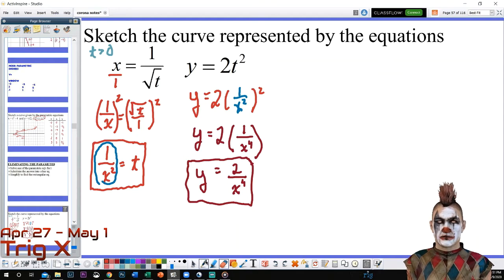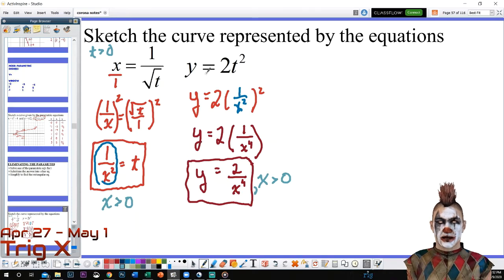So down here for my domain, I know that x has to be a positive number, so I'm going to put x greater than 0. So that is my domain for this whole thing. X has to be bigger than 0. And that's all there is to that one. You just now know that we cannot put in a negative number.